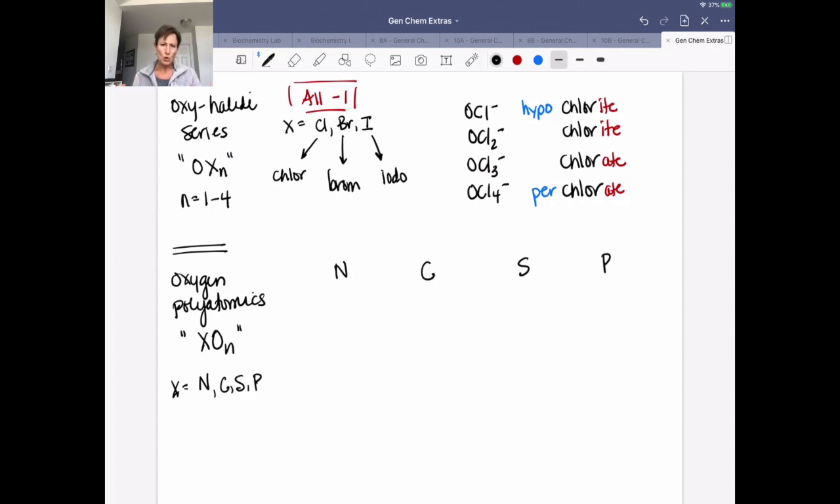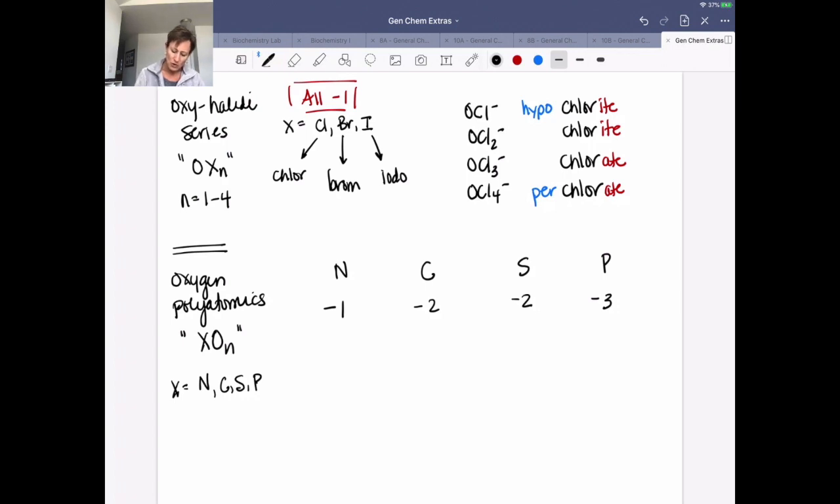So why I've got this organized the way I do is we're going to have all of the nitrogen series are going to be -1 charged. The carbon and the sulfur series are all going to be -2 charge. And the phosphorus series is going to be -3 charge. So let's run through what these are, and then we'll kind of talk about how we name them.